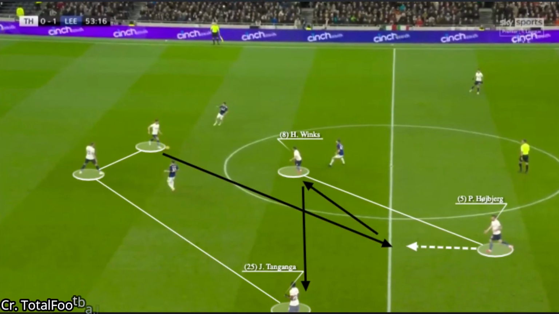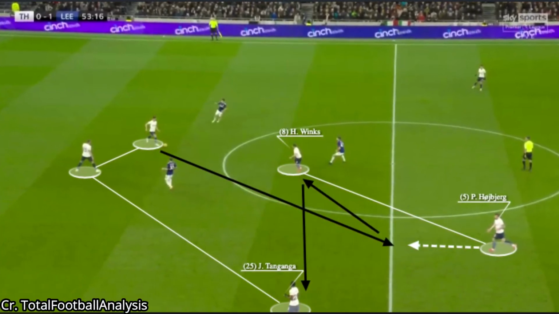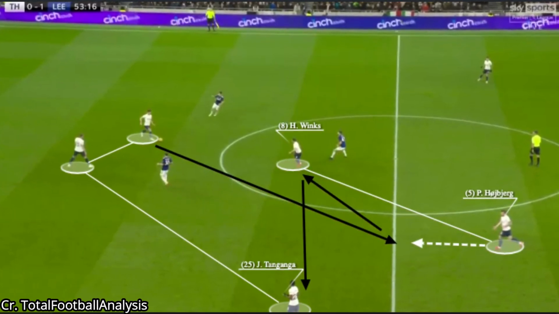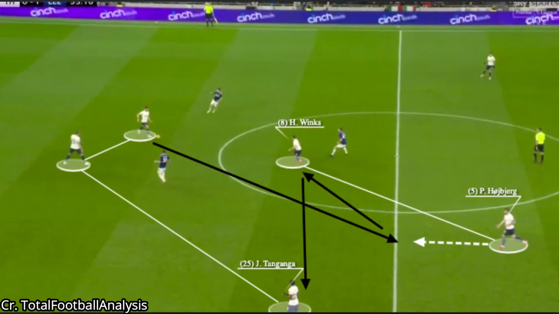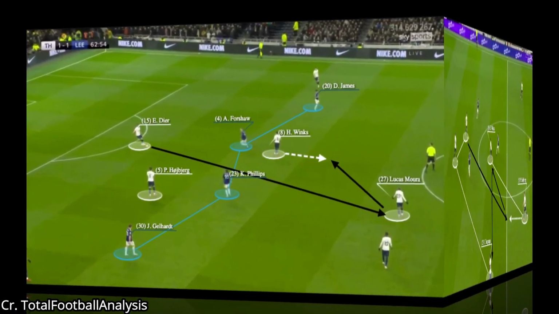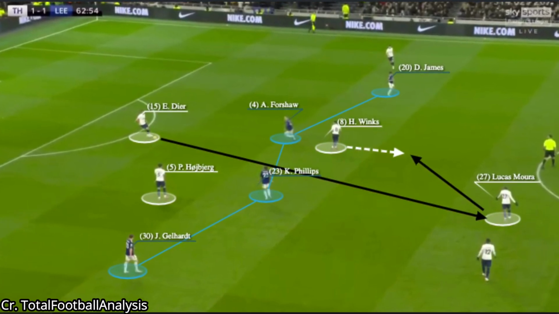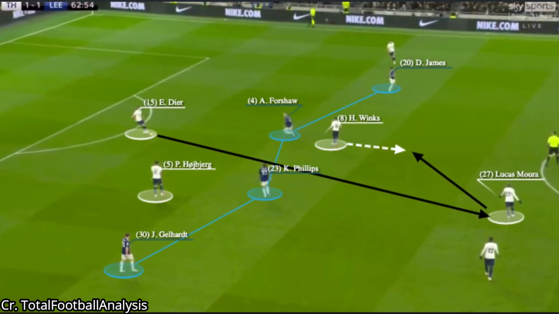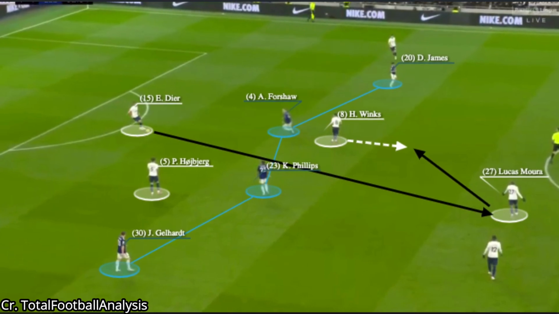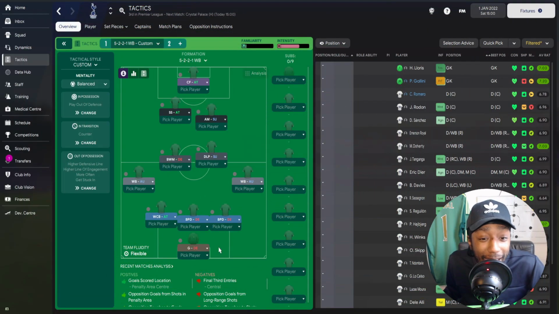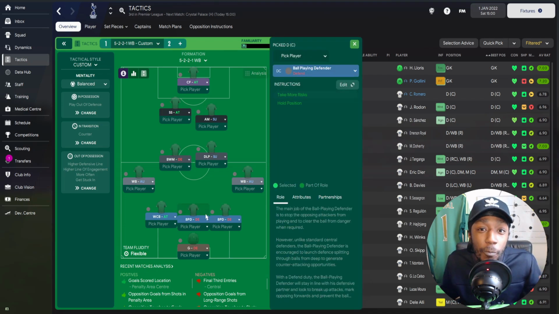To beat the high press, Højbjerg will drop deep to offer a good passing angle for the central defender on the ball, whilst Winks serves as the third man to release the wider central defender if it's on. Or they could use Eric Dier, who is particularly good on the ball, to break passing lines by firing a vertical pass to an attacking midfielder who will look to drop at an angle to offer as a passing option. So again, going back into Football Manager, this is a key reason why we are using a ball playing central defender at the back.